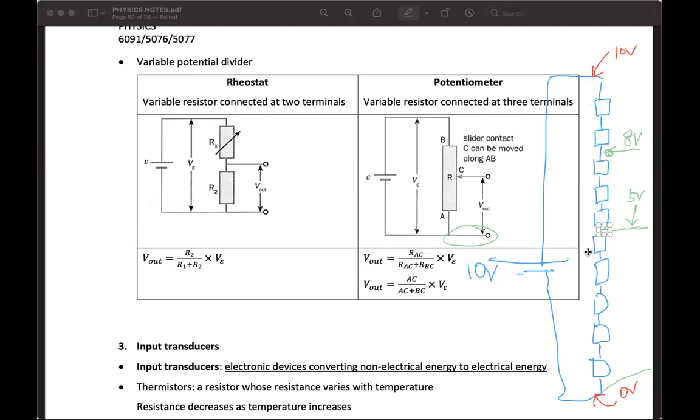So if I have 10 resistors here, what's actually happening is you're shifting this green line. The higher you shift, you'll be at 10 volt. The lower you shift, you'll be at 0 volt. So if I put it down here, at this point, you'll be at 1 volt. If it's this point, it'll be 2 volt, 3 volt, 4 volt, and so on. So if I use this example to show you how this potentiometer works, does it make sense to you now?